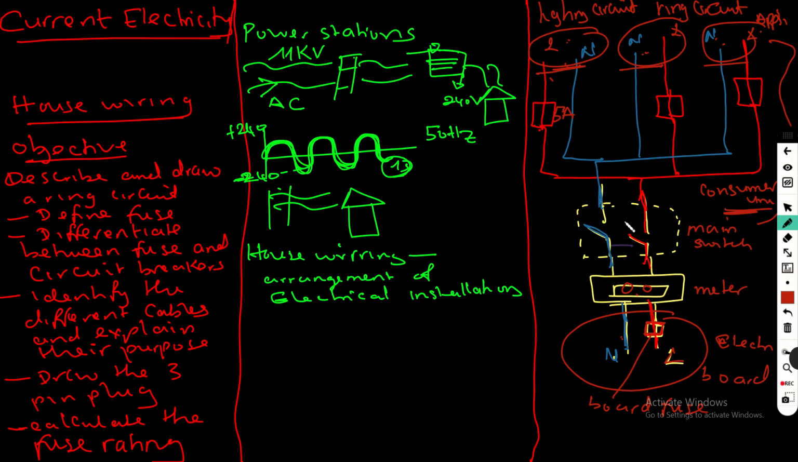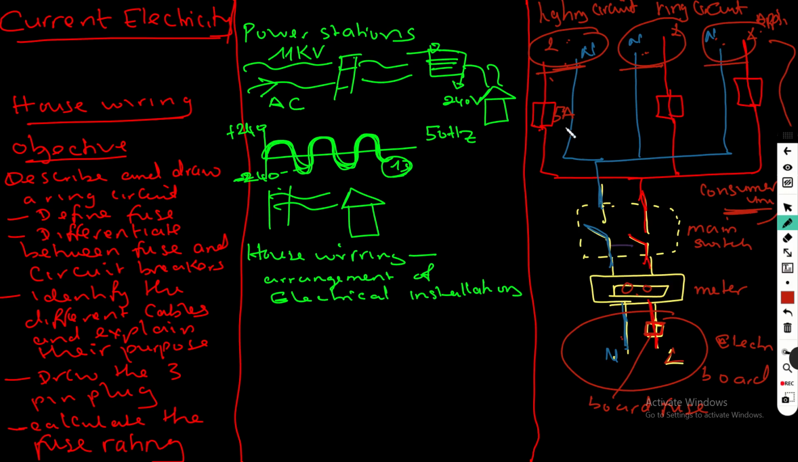So this is how current goes into the house. Now we are going to look at how to draw the ring circuit. We have learned that as light leaves this part of the house, the electrical board, it passes through the meter. From the meter it goes to the main switch. From the main switch, which is part of the consumer unit, it is distributed to other parts of the house. The consumer unit controls the distribution of light in the house, with circuit breakers that control the lighting circuits, and also the appliances that need a lot of current.